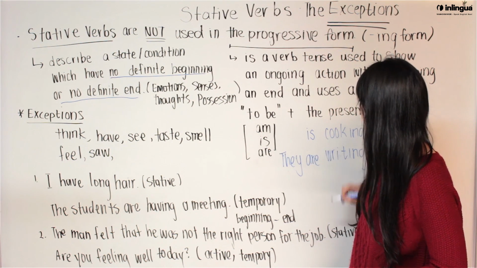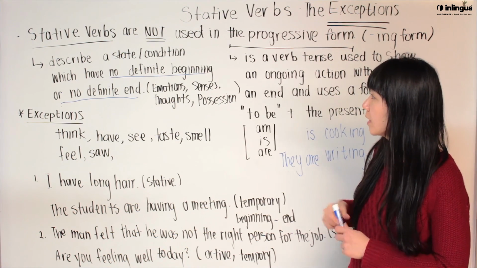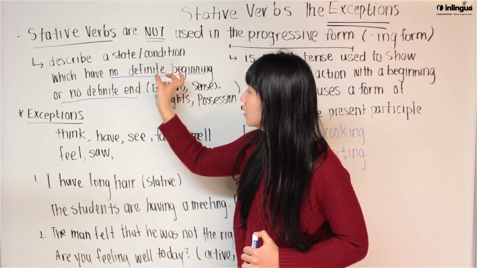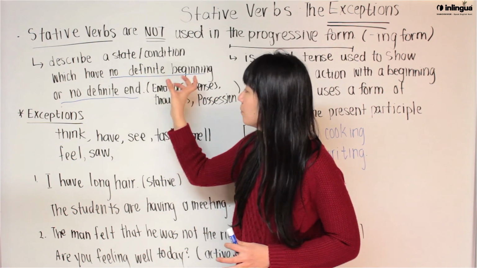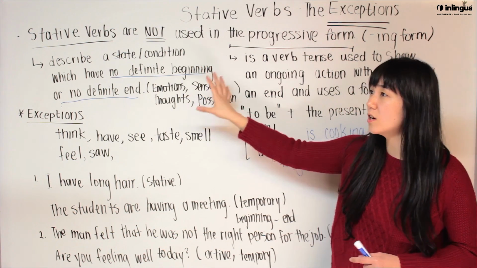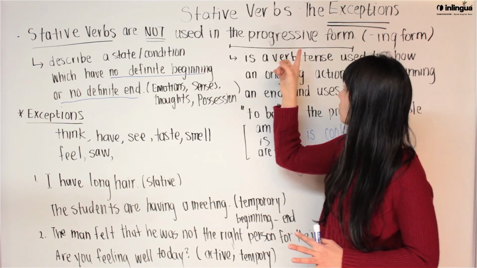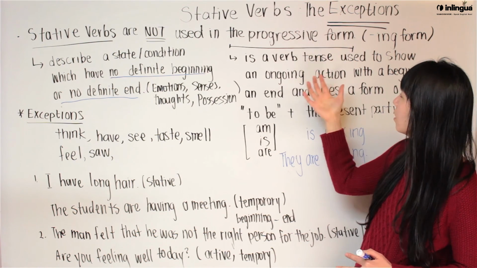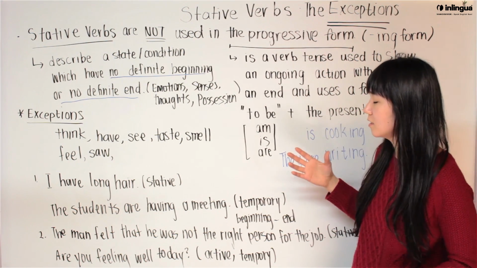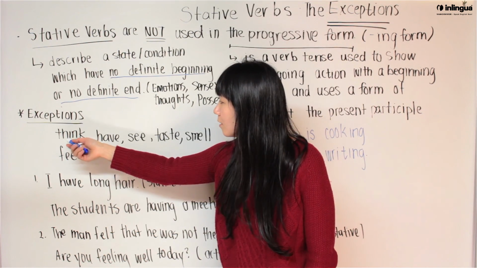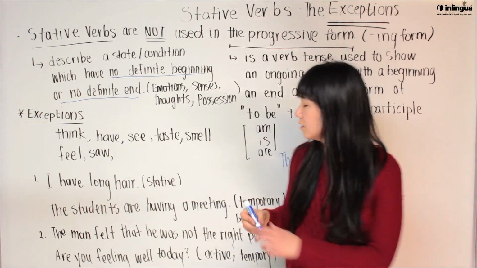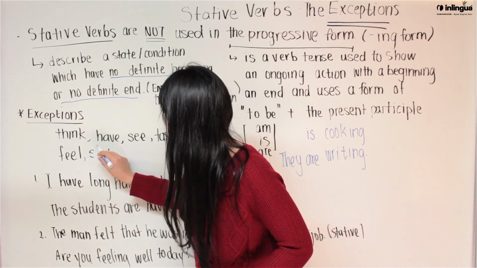They are writing. So again, if you look at the definition of a stative verb, it's a state and a condition which has no definite beginning or no definite end. With stative verbs, you cannot use them with the ing. The progressive form is an ongoing action with a beginning and an end. So here are some exceptions: think, have, see, taste, smell, feel.